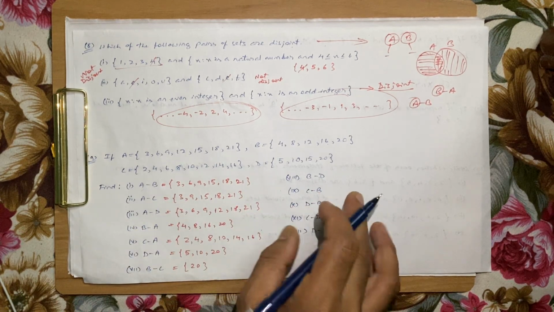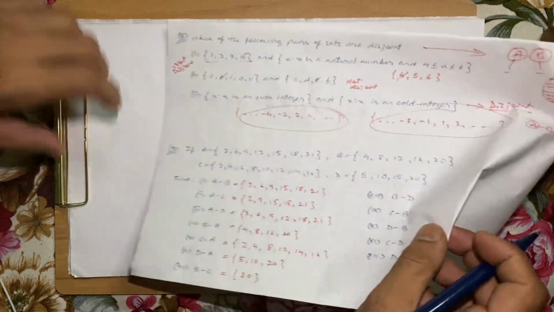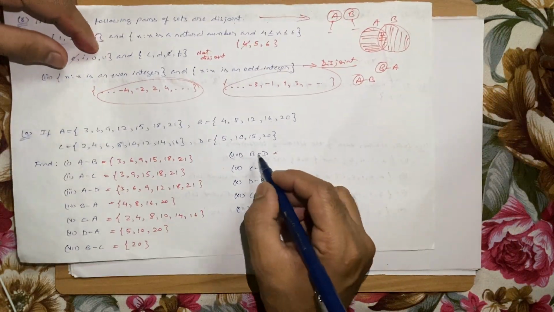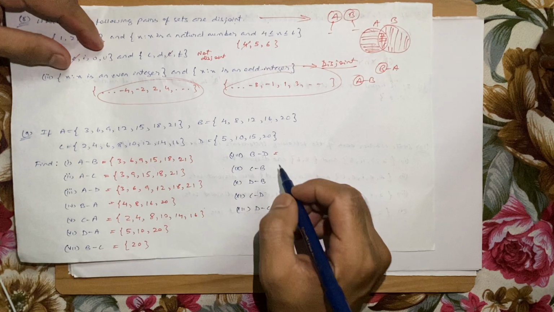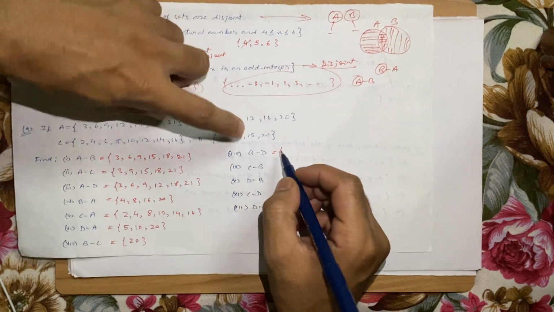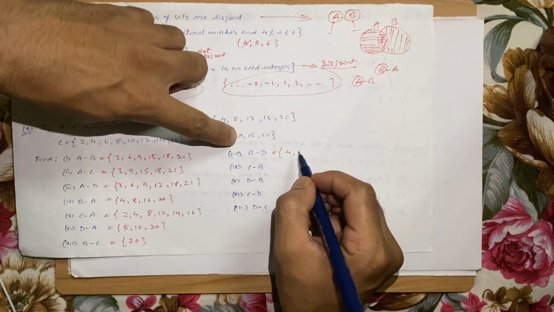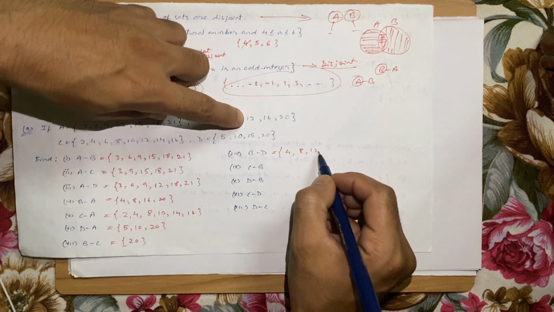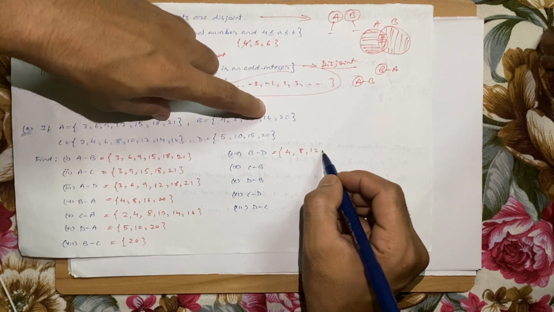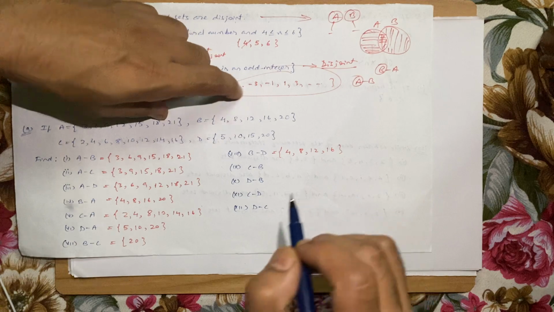Now let's do B minus D. Okay, B minus D, elements that purely belong to B and not to the set D. So it will be what? 4. Yes, 4 is not present here. 8 is not present here. 12 is not present here. 16 is not present here. 20 is present, so I will not include 20.